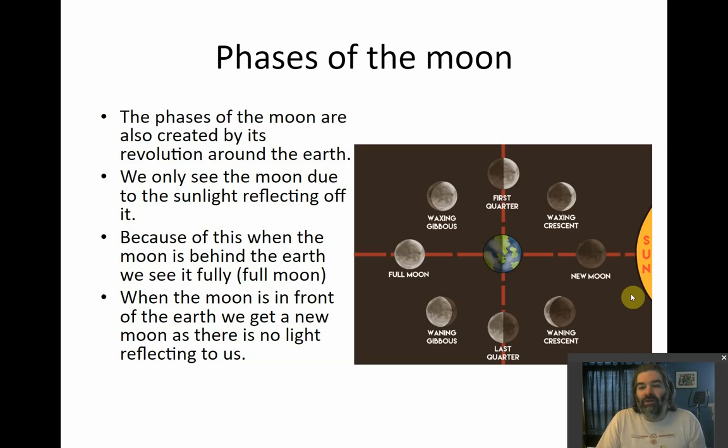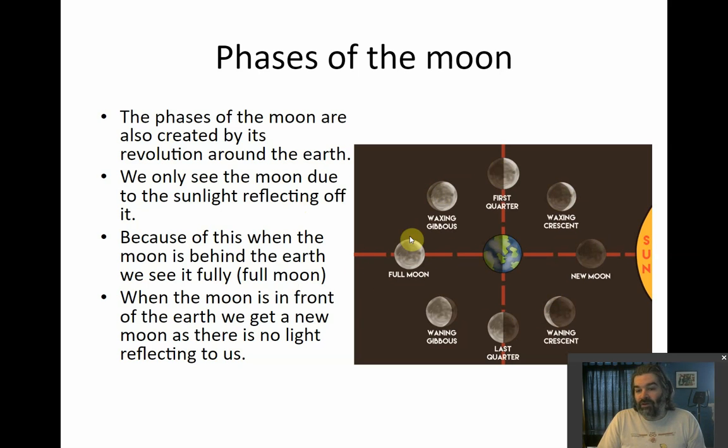By the way, I do not expect you to memorize the different phases of the Moon. You should know new moon, full moon, but that's about it. And it basically starts with a crescent on the right side, and ends up with a crescent on the left side.